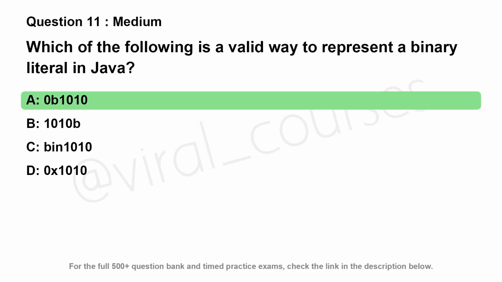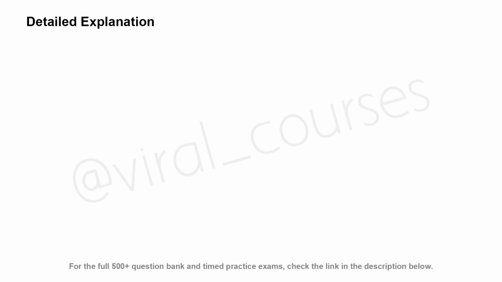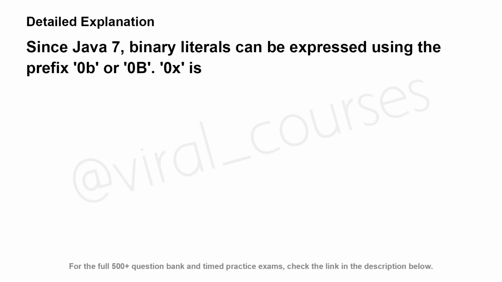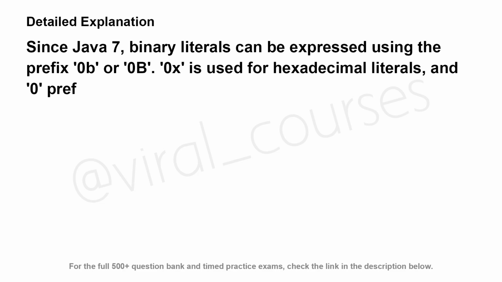The correct answer is A. Since Java 7, binary literals can be expressed using the prefix 0b or 0B. 0x is used for hexadecimal literals, and 0 prefix is used for octal literals.